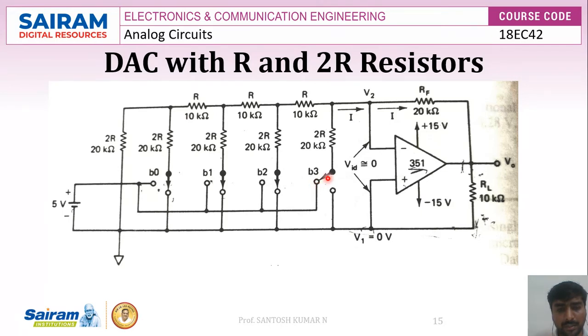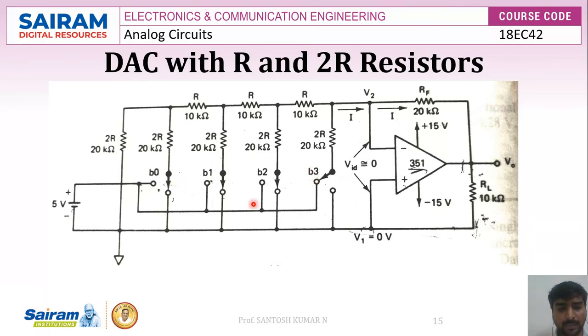High or low means that whenever the switch is connected to this particular pin, it will be connected to 5 volts, and when it is connected to this pin, it will be 0 volts. Whenever this particular bit is 1, it will be connected to 5 volts. If this bit is 0, it will be connected to ground. So the input can be either high or low based on the bit we are applying for conversion.